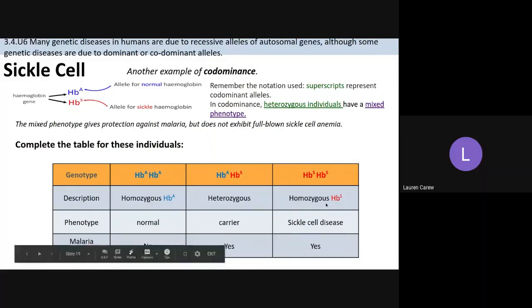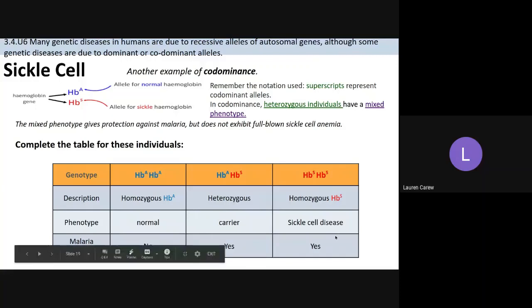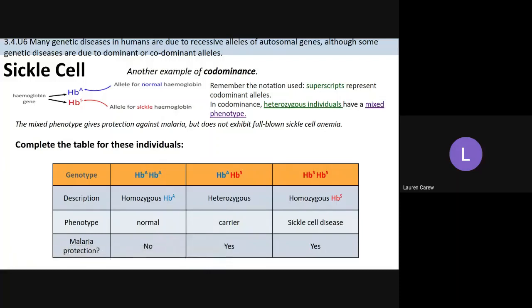If you are homozygous for sickle hemoglobin, these are the individuals that are affected and have sickle cell disease. They're also resistant to malaria. But remember, the heterozygous individuals are carriers and do not have sickle cell anemia.